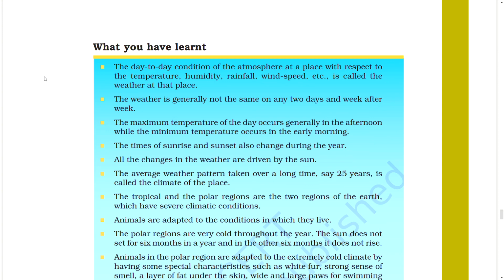The average weather pattern taken over a long time, say 25 years, is called the climate of the place. The tropical and the polar regions are the two regions of the earth which have severe climatic conditions. Animals are adapted to the conditions in which they live. The polar regions are very cold throughout the year. The sun does not set for 6 months in a year, and in the other 6 months it does not rise.